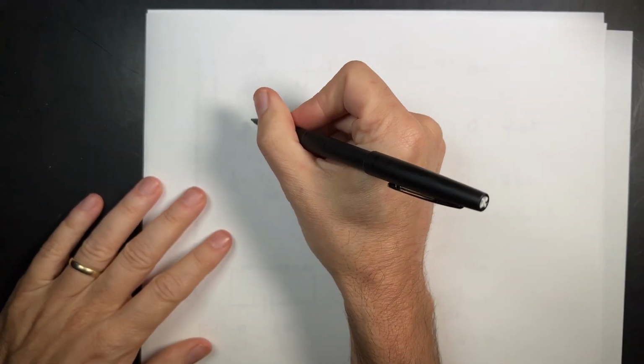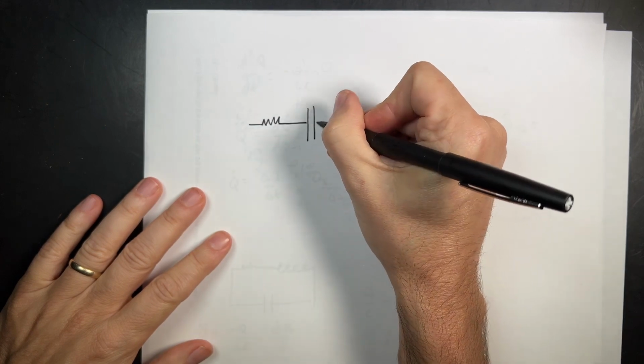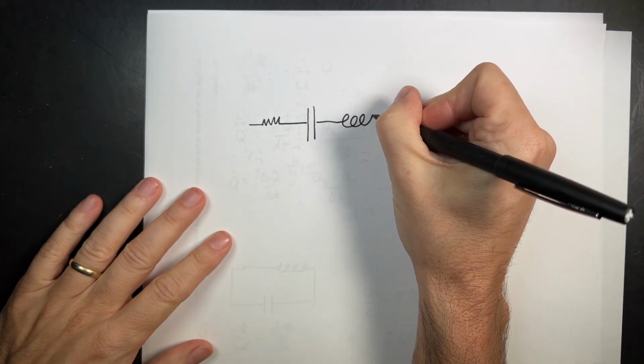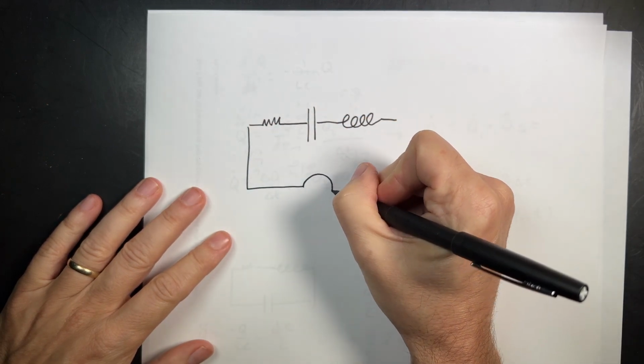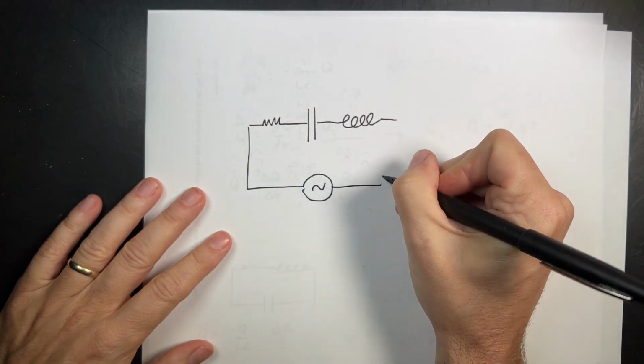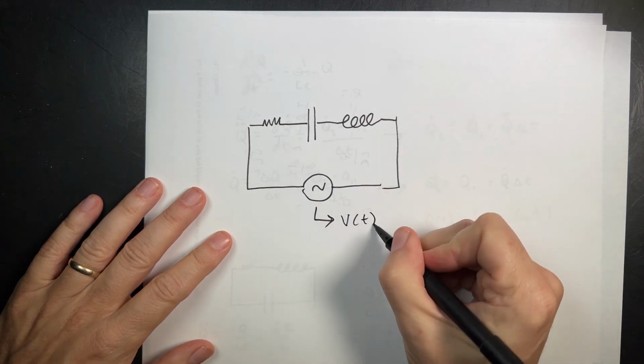I'm running out of paper here. Resistor, capacitor, inductor, and what's down here? V is a function of time.